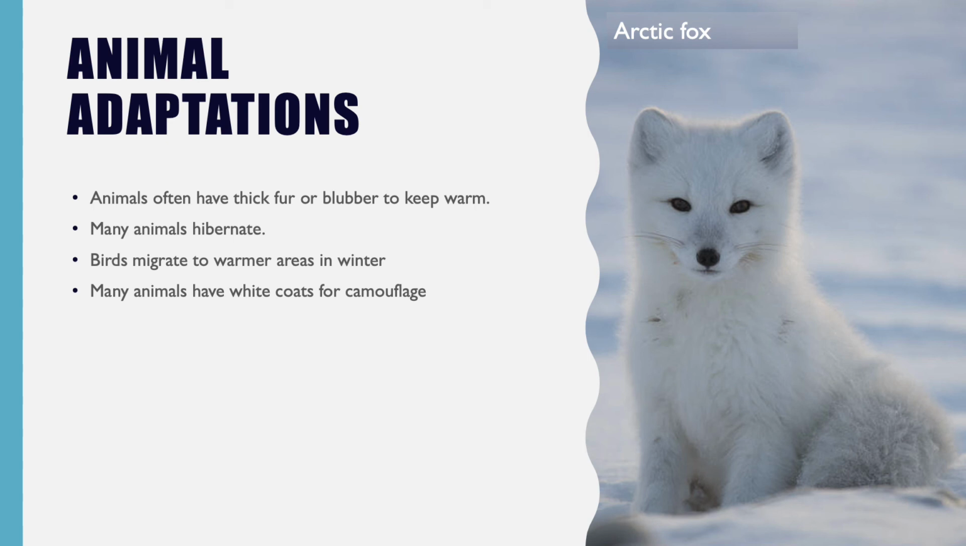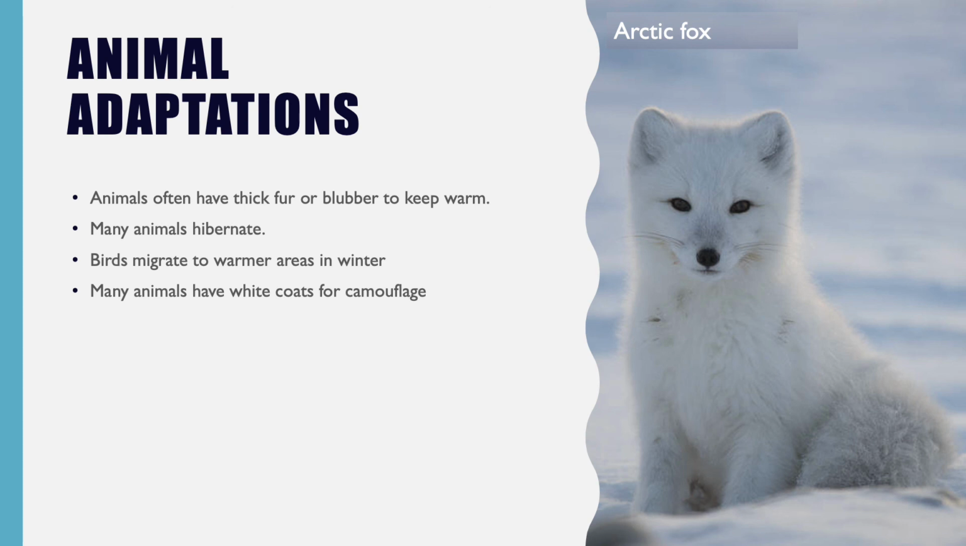Many animals hibernate, so they go into a prolonged sleep during the winter months when there's very little food around. But this means they have to eat a lot of food during the summer months to basically make themselves fat, so they can survive during that hibernation period in the winter. Birds and some mammals migrate to warmer areas, so they might live in the tundra during the summer, but when the winter comes they move further south where it's warmer.